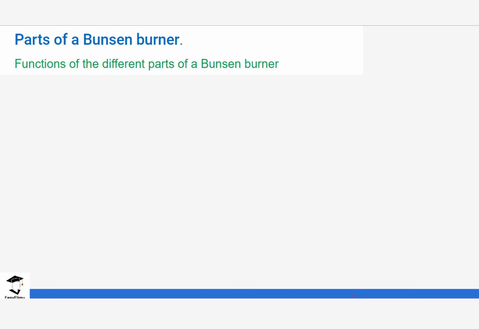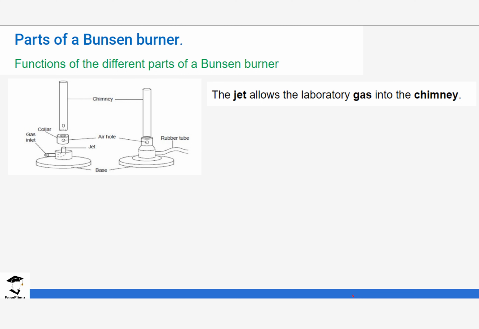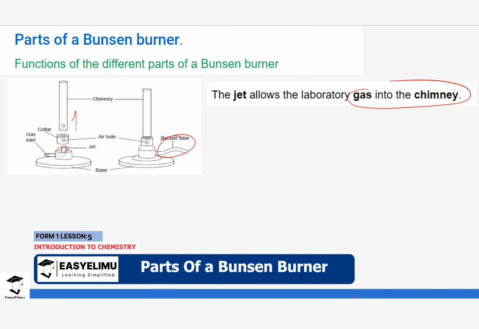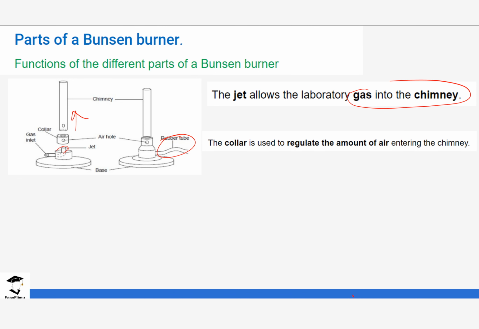So first of all, we'll start with the most basic one, which is the jet. When you look at the jet, it's usually connected to the gas pipe or the rubber tubing. The rubber tubing gets the gas from the lab and then it gets it into the jet. So the jet is the one that allows the gas to enter into the chimney. So that is the function of the jet. And then we have the collar, which we talked about, which has a bigger diameter than the chimney, but it's the same size as the air hole.